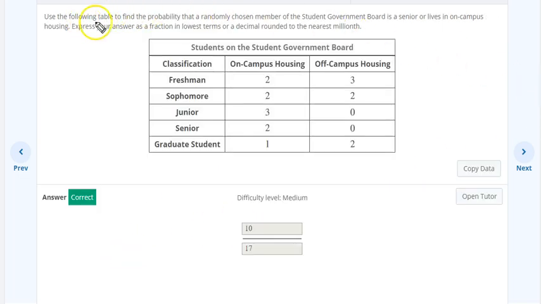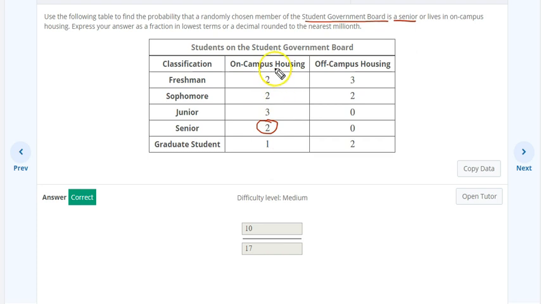All right, we did one like this, so another chance. We're going to select a student government board member that's a senior. So who are our seniors? We have seniors here. Or lives on campus. All right. So now we don't have any seniors there. So if we did, we would have had to select that. But since there are none, that makes it a little easier. And we want to have those that live on campus.